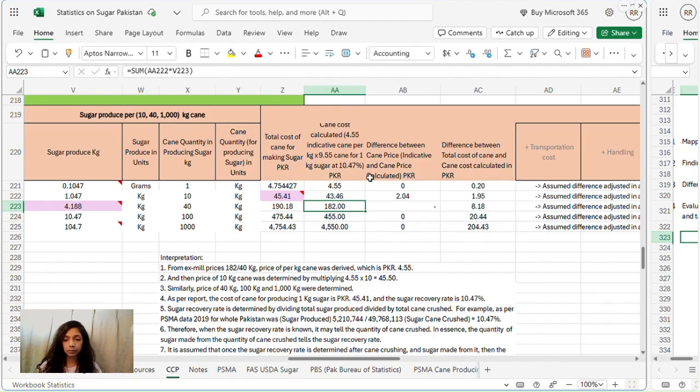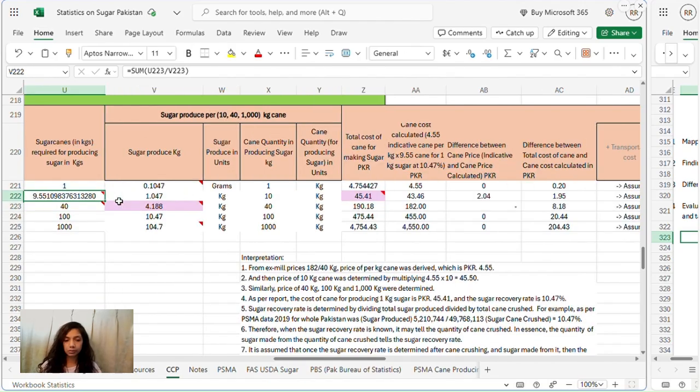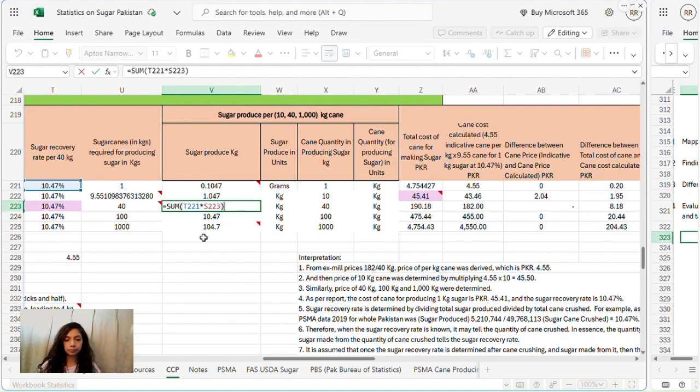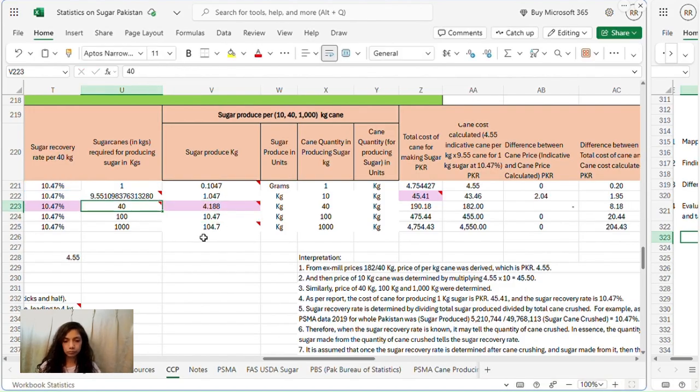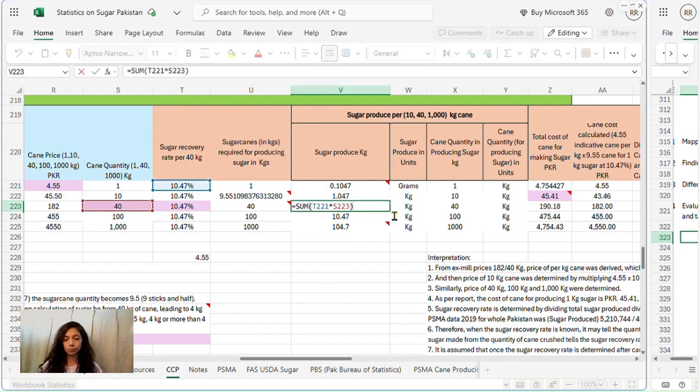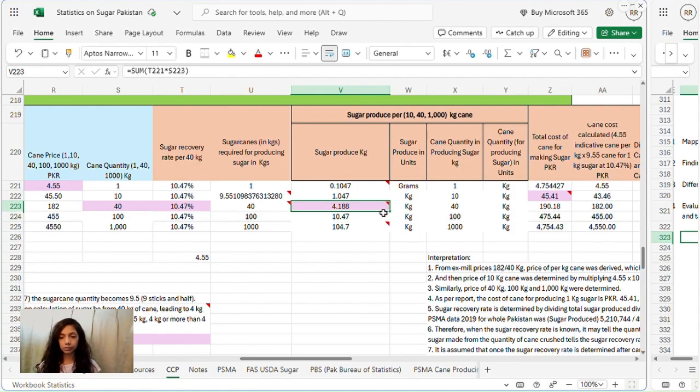Now if we see how these sugar numbers are derived, let's say we find out 40 kg of cane, and this is the sugar recovery rate. If you multiply this sugar recovery rate with the 40, you are going to get the quantity of sugar produced. So that is how this number is derived.